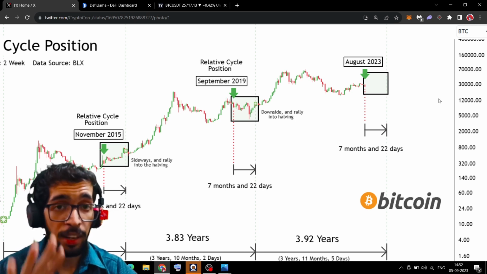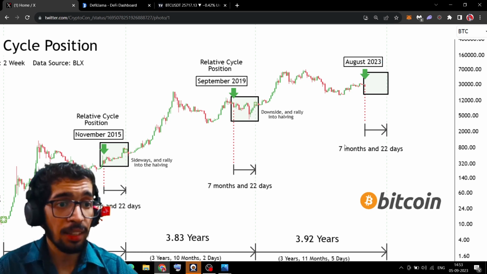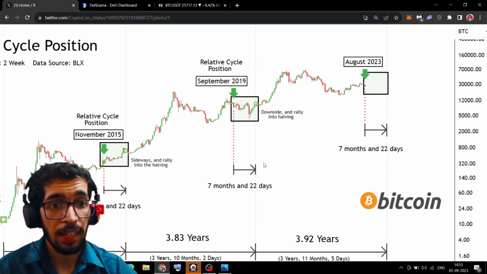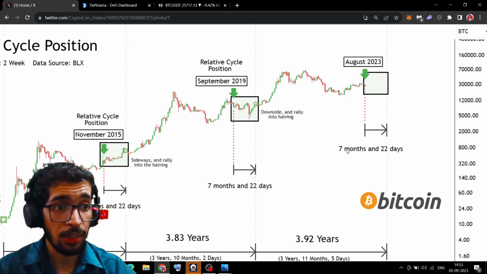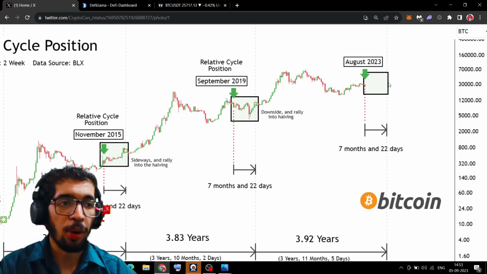Right now, when I talk about right now, which is 2023, it's the same thing: the consolidation is keeping a downtrend. So around 7 months and 22 days we are going to have that. After that, it's more probably going to be on an upward stance. That's what he's saying.